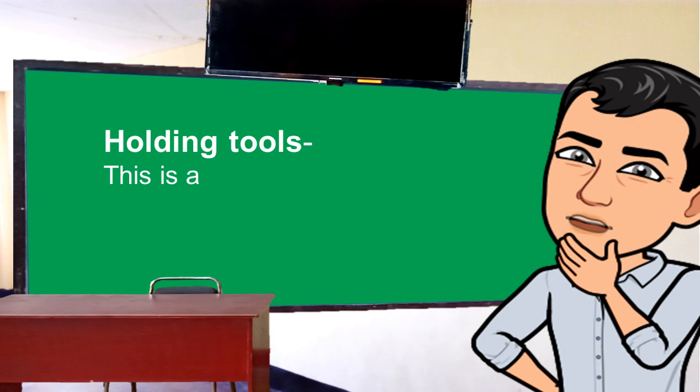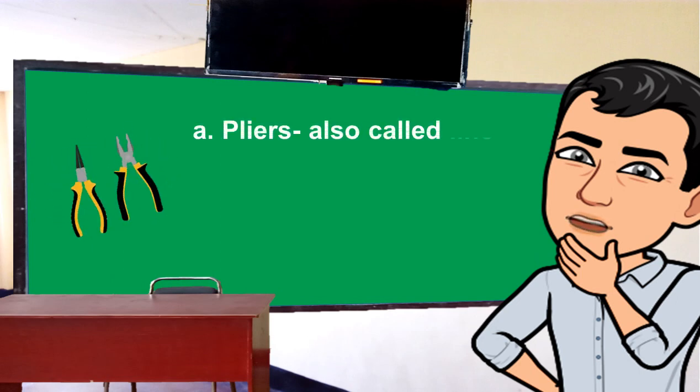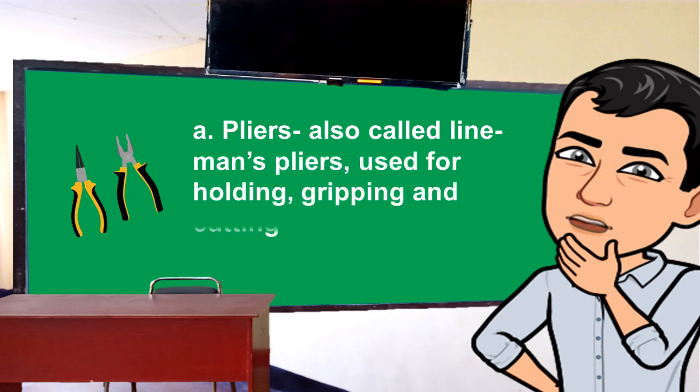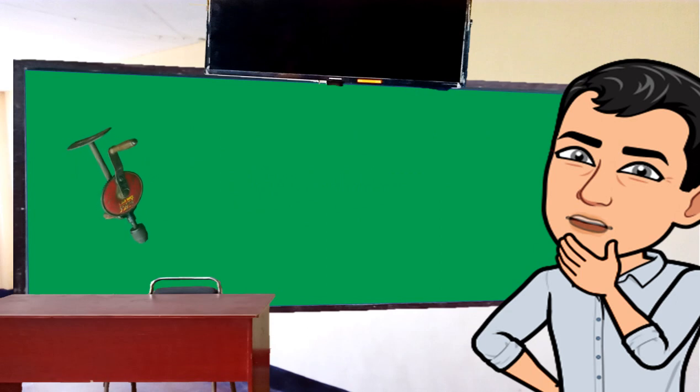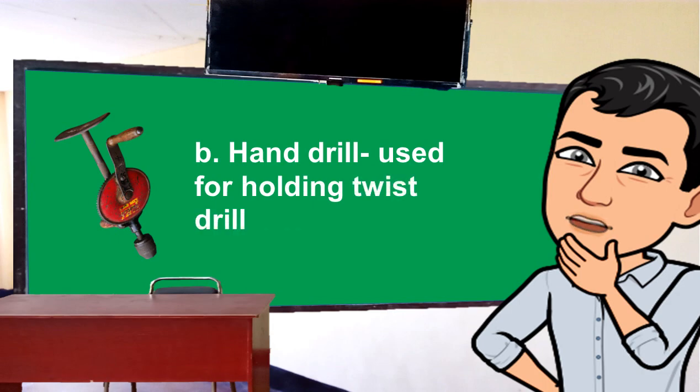Holding tools. This is a tool that firmly holds any material together. Pliers, also called lineman's pliers, used for holding, gripping, and cutting wires. Hand drill, used for holding twist drill bits.